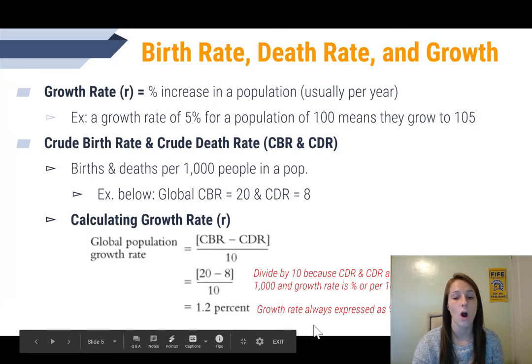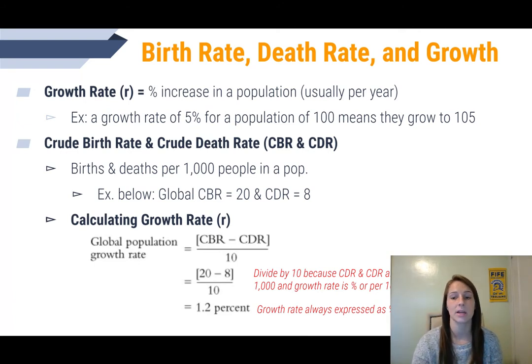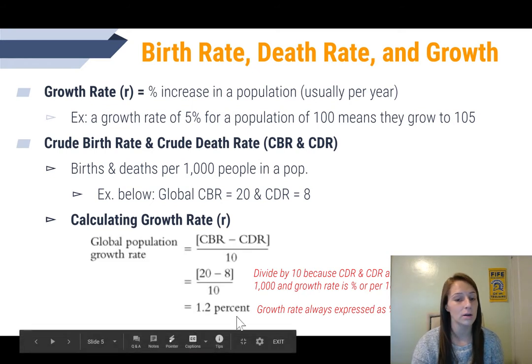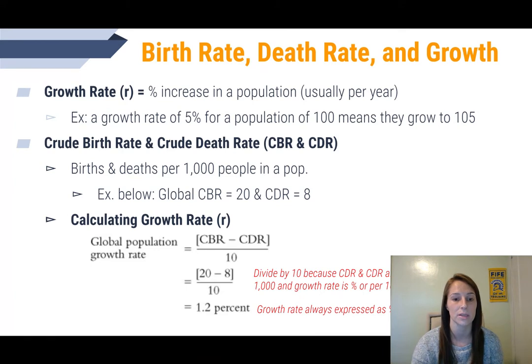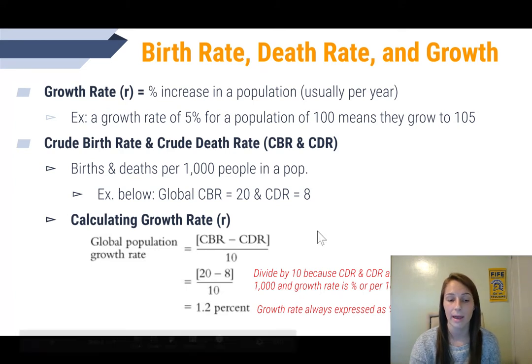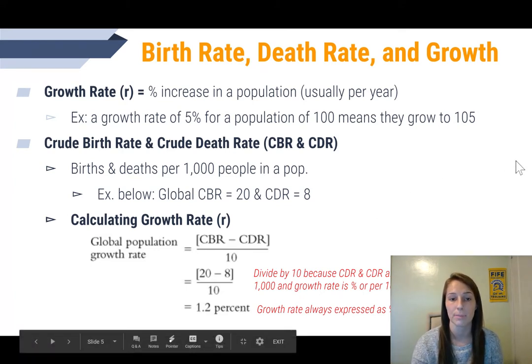Now, growth rate is always going to be expressed as a percentage. So that's why if we're starting with out of 1,000, we divide by 10 to get us out of 100, and then make sure you always keep those units right, that you're showing it's a percentage after this equation here. So that's how you're going to calculate the growth rate of a population.